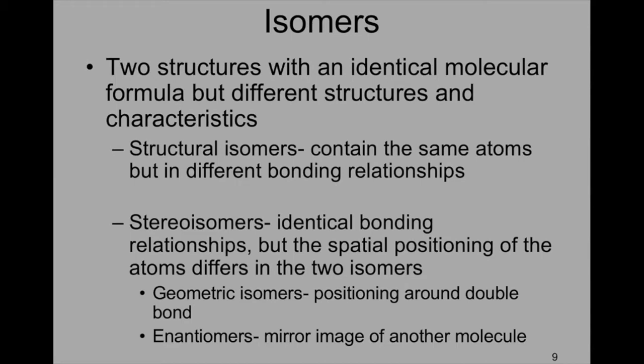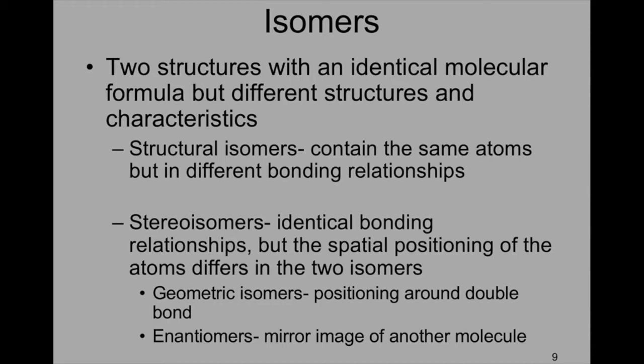Now, carbon-based molecules, because of that ability of carbon to form 4 different bonds, can sometimes have different structures and different bond arrangements, and those are referred to as isomers. Now, we have 2 major classes of isomers. We have structural isomers and we have stereoisomers. Structural isomers contain all the same atoms, the same number of atoms, but how those atoms are put together is different.